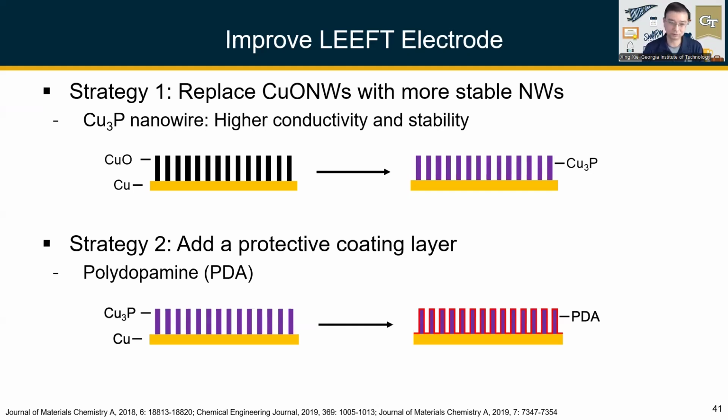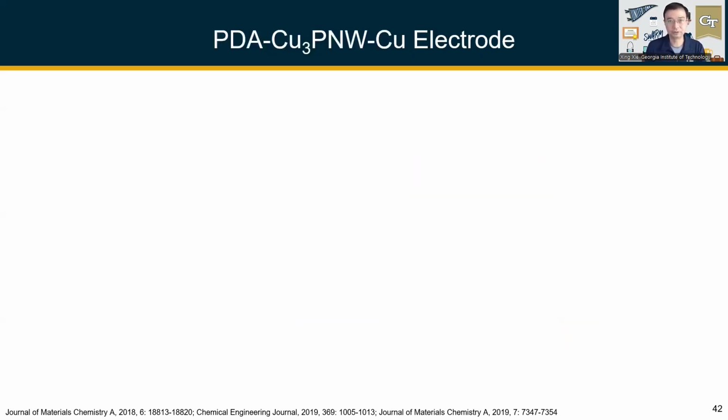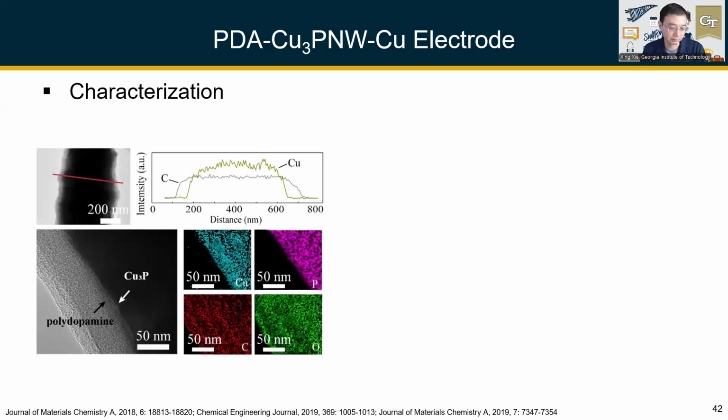The strategy is to apply a very thin layer. You don't want to cover the nanowire structures, but you want a layer that's really protective, with a uniform coating on the surface. We actually combined these two strategies, so we end up with a PDA-coated copper phosphide nanowire copper electrode. Here are some more characterization results. The nanowire diameter is about a couple hundred nanometers, and the polydopamine coating on the surface is only about 50 nanometers. We can control the thickness of this coating layer at nanometer resolution, and we optimized the coating layer to be 50 nanometers, which provides the best performance.